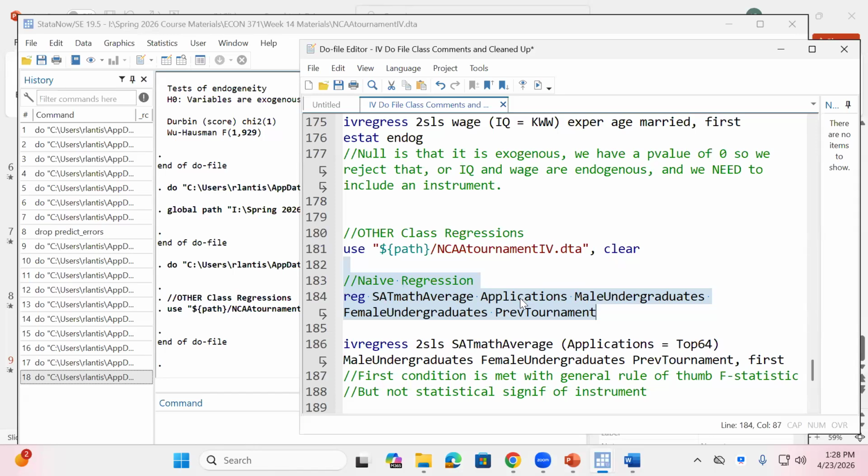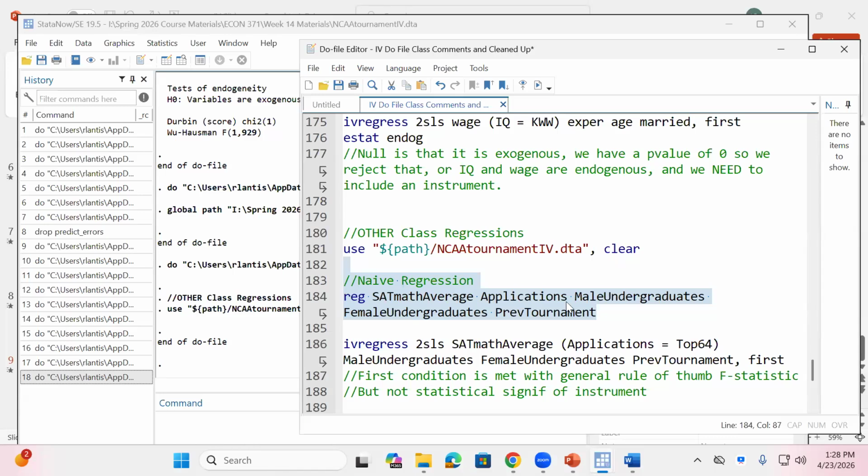The only problem is, what universities likely get more applications? Really good ones. Harvard gets tons every year. IU gets tons. Wabash College probably doesn't get nearly as many, right? So there are likely things correlated with the number of applications the university is getting that are also correlated with the quality of the applicant. I have things that are impacting X and Y. I probably need an instrument.